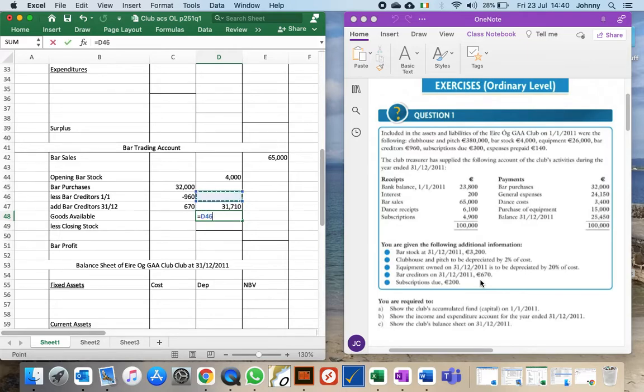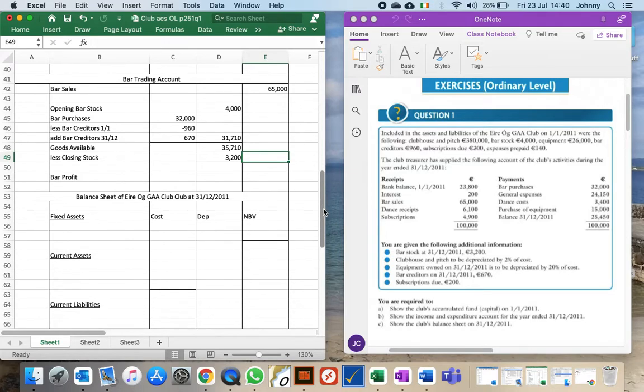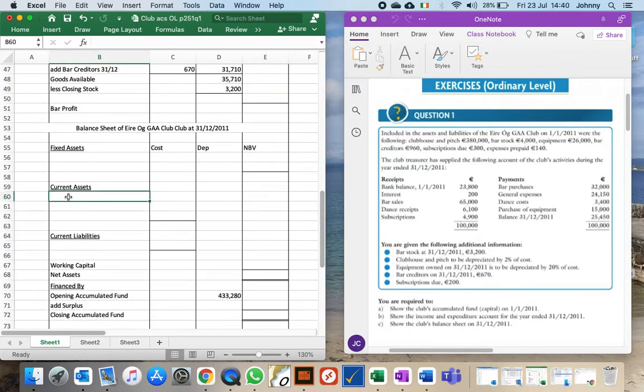So now we can add our opening stock and our bar purchases, the real purchases, and we'll take away our closing stock. So down the bottom it says closing stock is 3,200. Okay, and that 3,200 is going to be a current asset in our balance sheet. So 3,200, I'm just putting it in there while I am handling it.